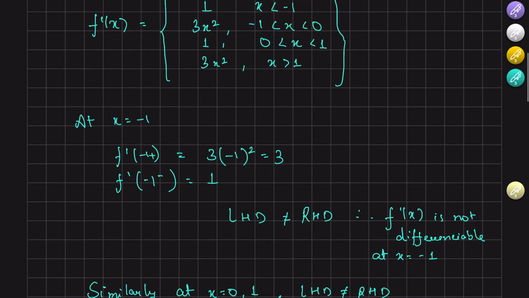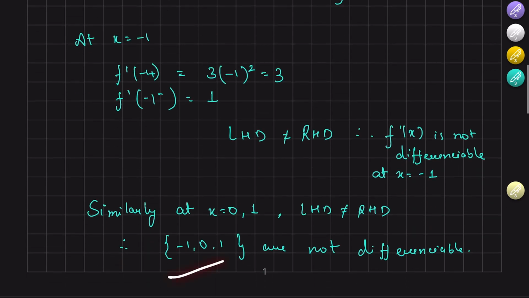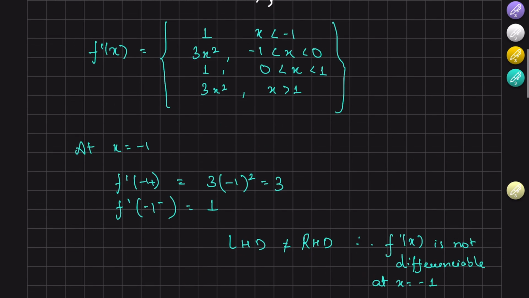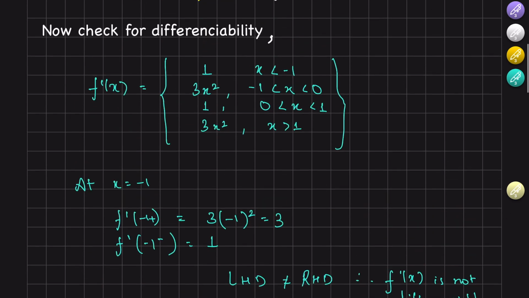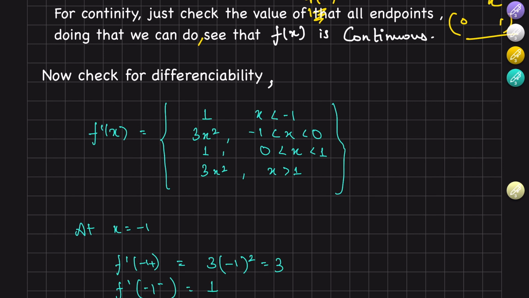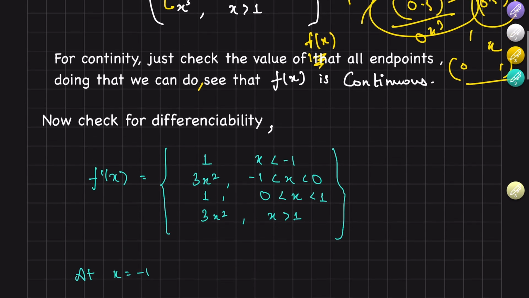Similarly, it is the same function, you have to check here, here, and here. You have to always compare with 1 and 3x square. By similarity, you can directly say that -1, 0, 1 are not differentiable. So this is the problem that we had to do, and it was quite a simple question if you know the basics. Even by the longer method you could have done it within 2 minutes.